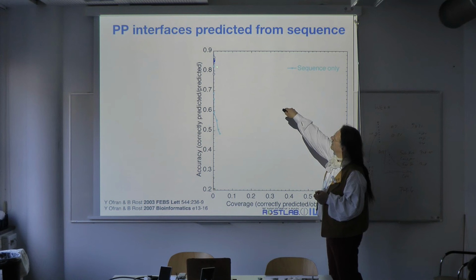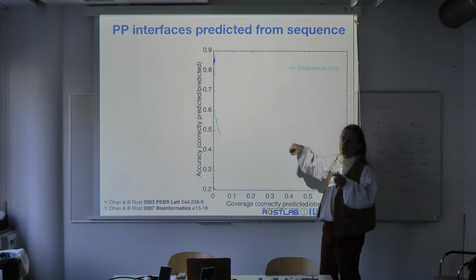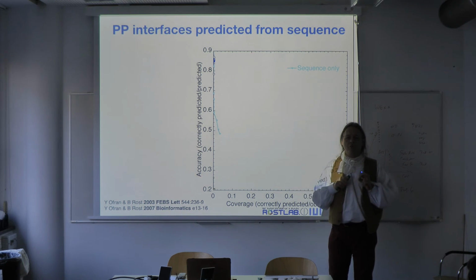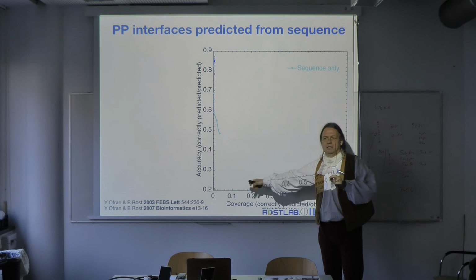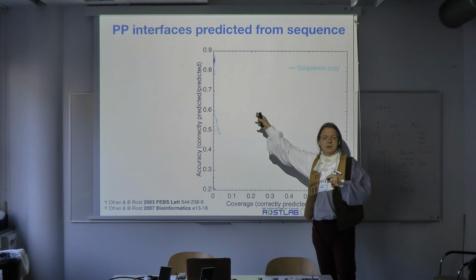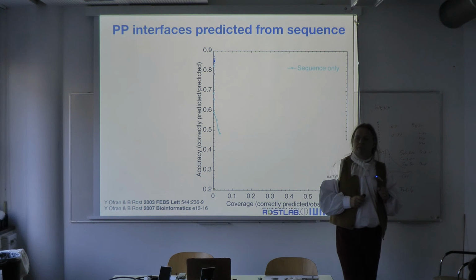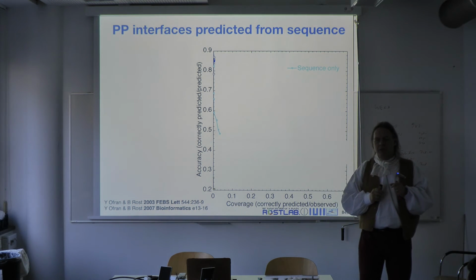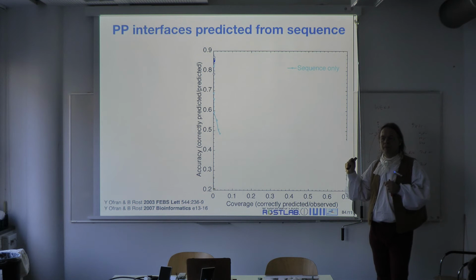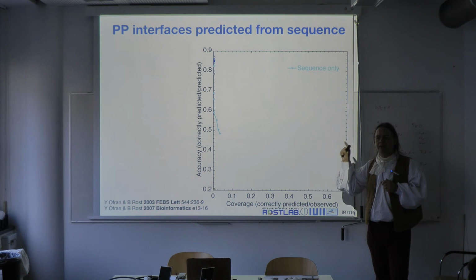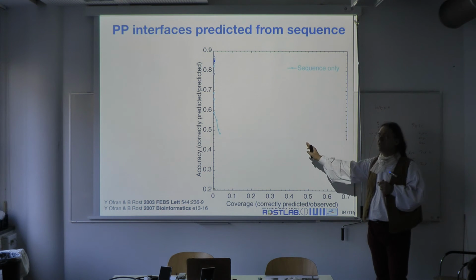And you see that there's a light blue up here. So for very, very, very, very few, tiny coverage, you have very high accuracy. Very few translates to 1 per protein, 1 single residue. So in every single protein, you can find 1 residue at a very high level of accuracy, just using sequence.